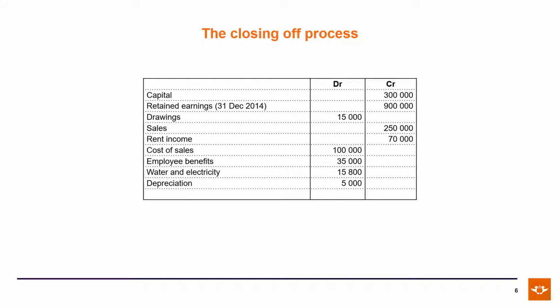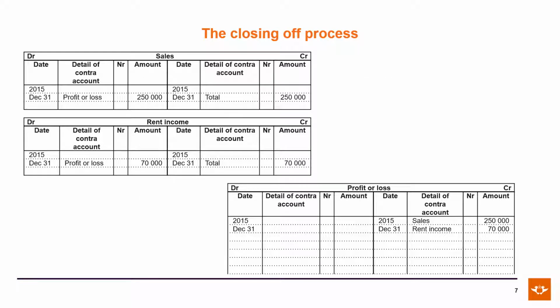Now let's look at the ledger accounts. Let's start off with them. Sales and rent income. The sales and rent income are income accounts and they have a credit total. To close them off, you will debit the sales and you are going to credit the profit or loss account. If you look into the profit or loss account, you can see that the profit or loss account is credited with sales and rent income.